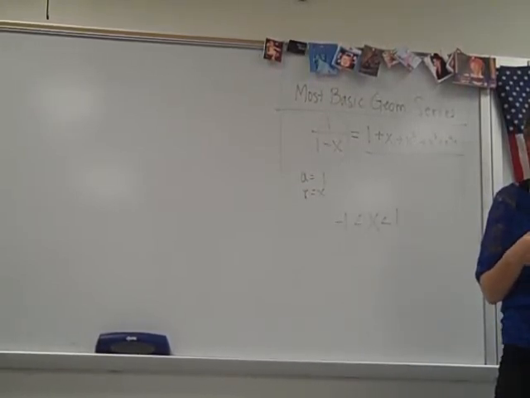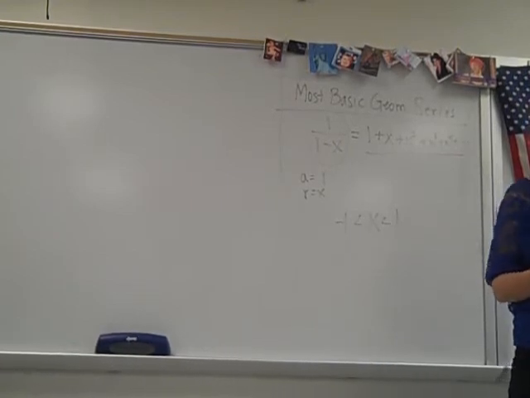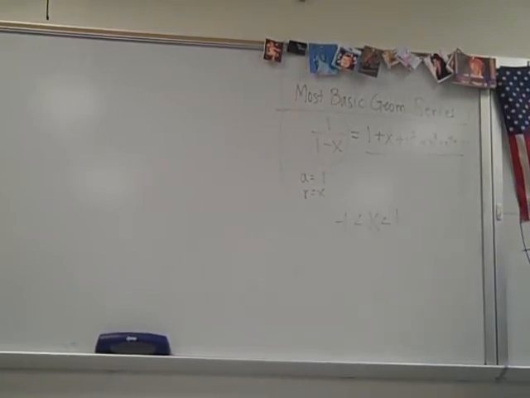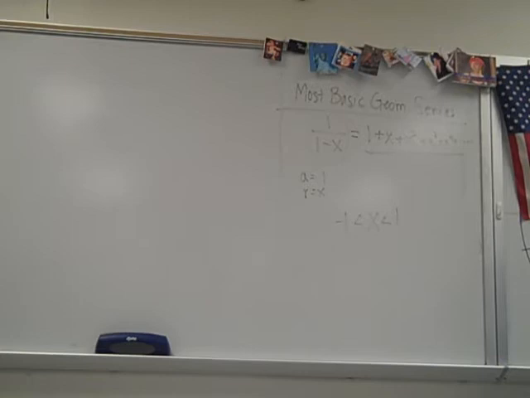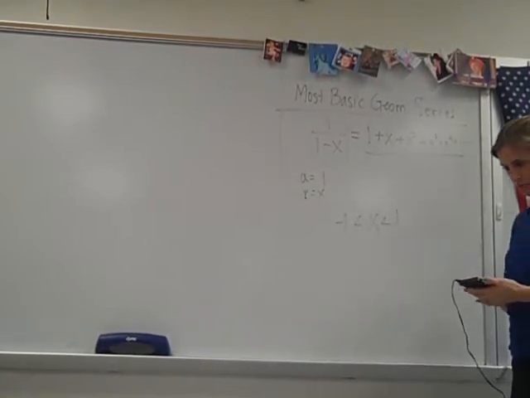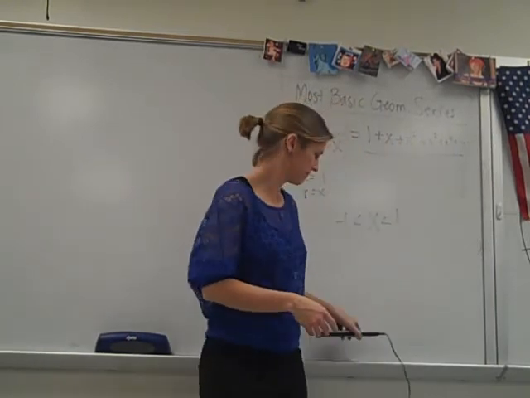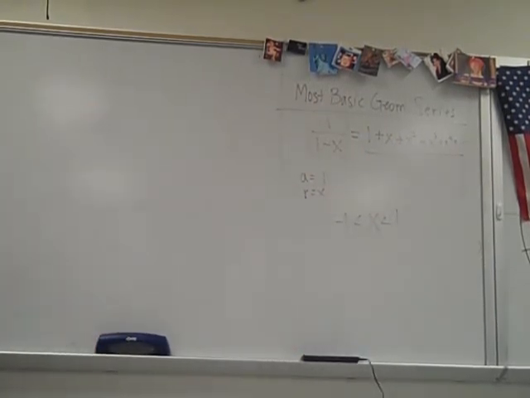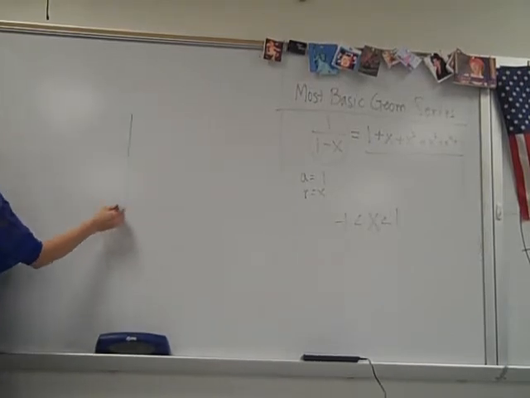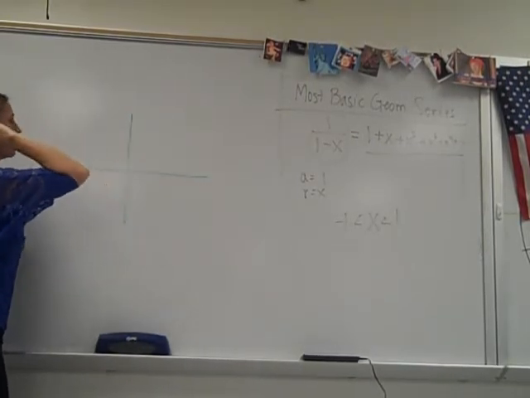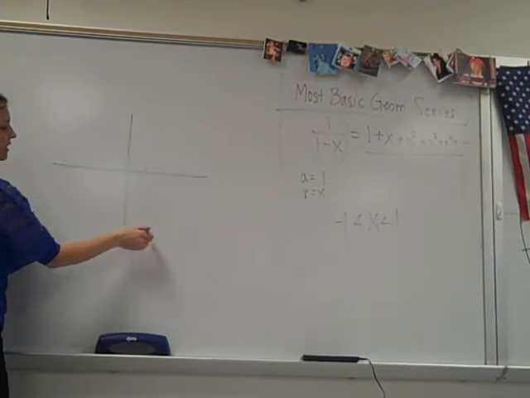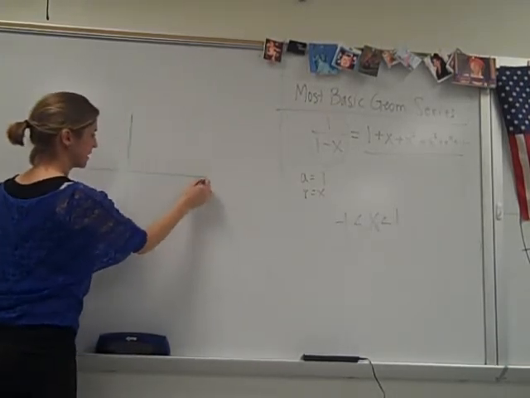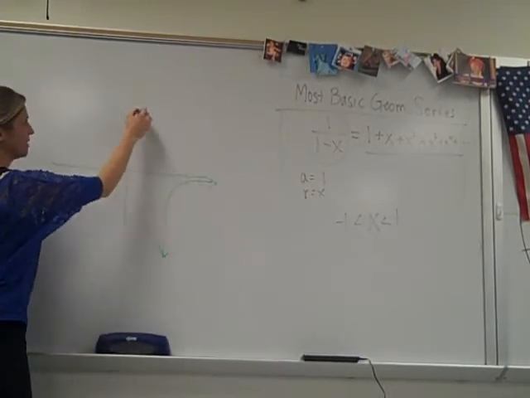Well, we should know what that looks like, right? Okay, 1 over 1 minus x should have an asymptote at 1. And this one was down, yeah, because it's negative. And this one's up here.